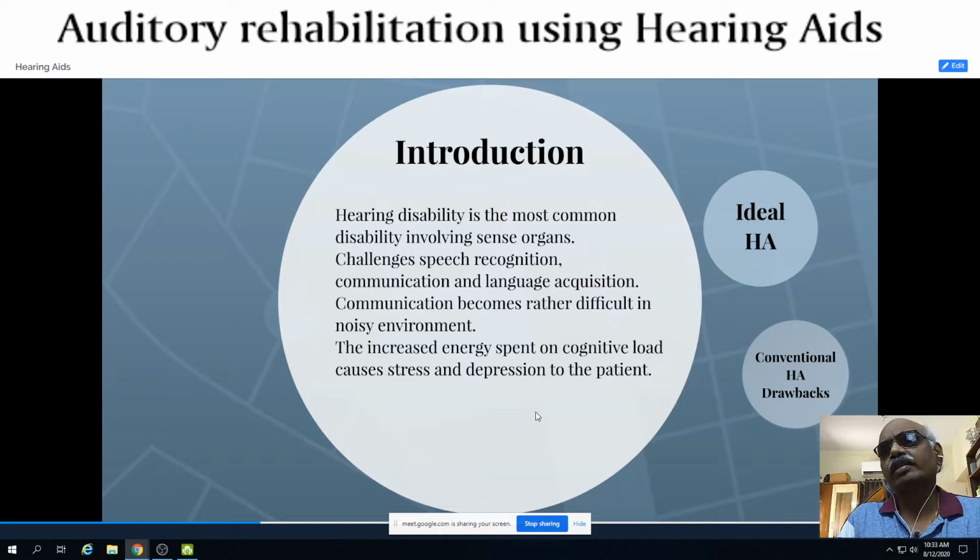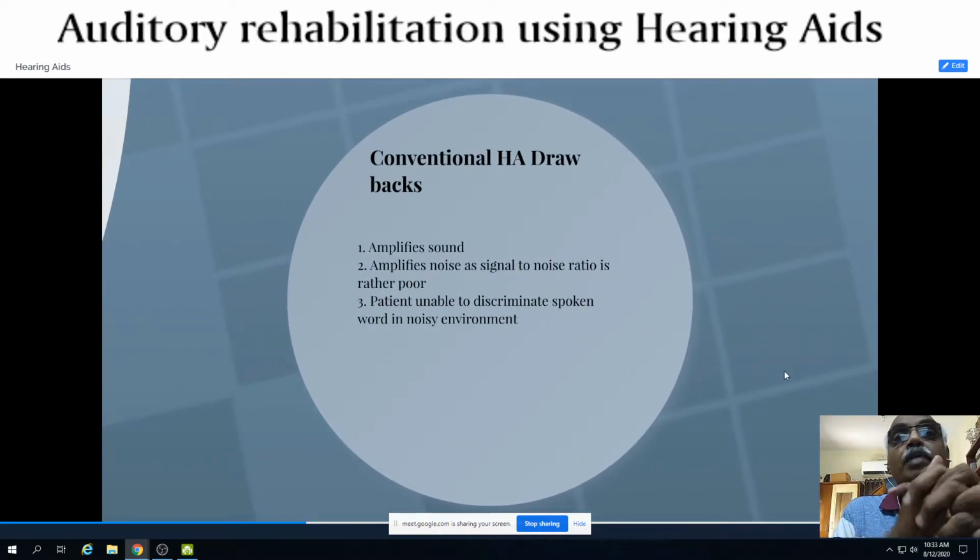Now, no hearing aid or no technology is perfect. It cannot match the real one. So let us go into some of the drawbacks of our hearing aid. All the currently available hearing aids can be considered mostly as an amplifier, and it just amplifies the sound. So when the amplifier works, it amplifies not only the spoken word, it also amplifies the noisy environment. The ambient noise, environmental noise also gets amplified. So the patient is unable to discriminate the spoken word when the environment is noisy. That is actually the problem with conventional hearing aids.